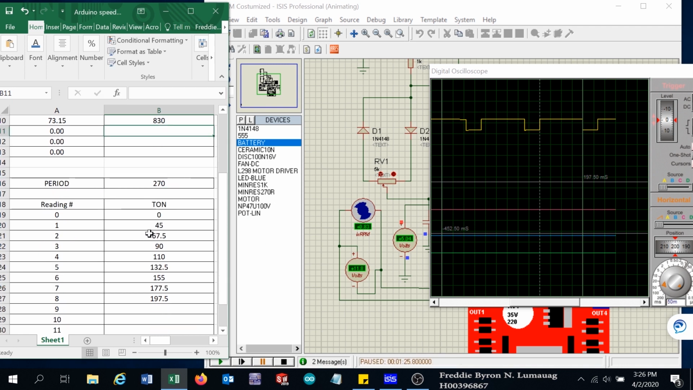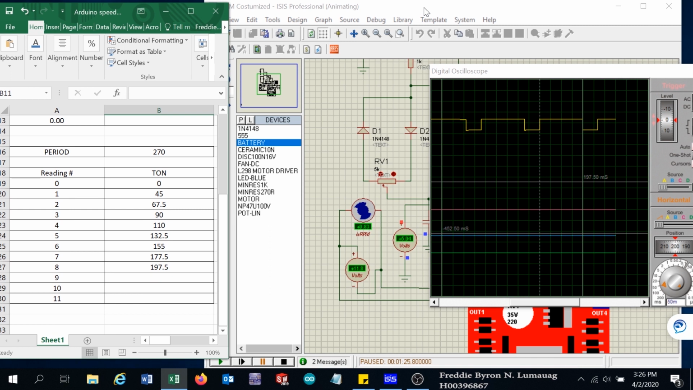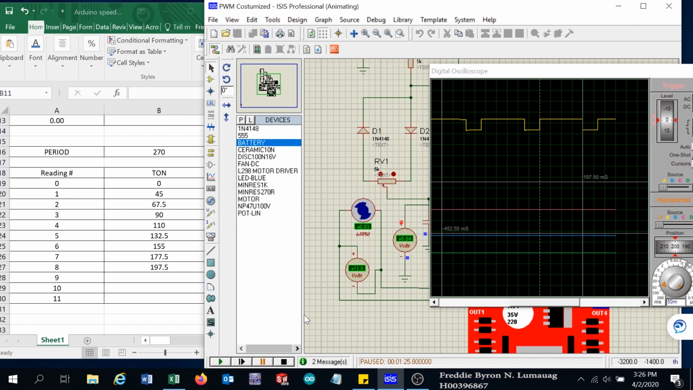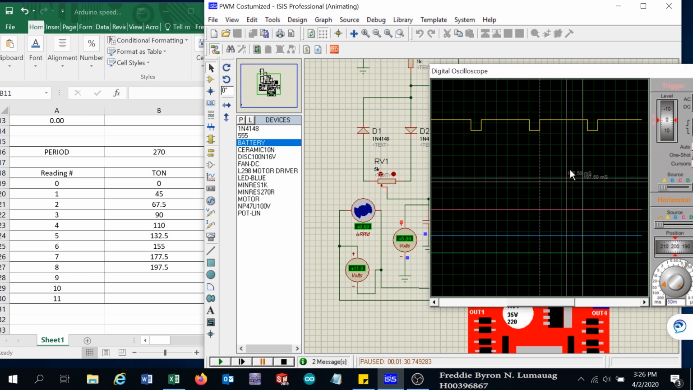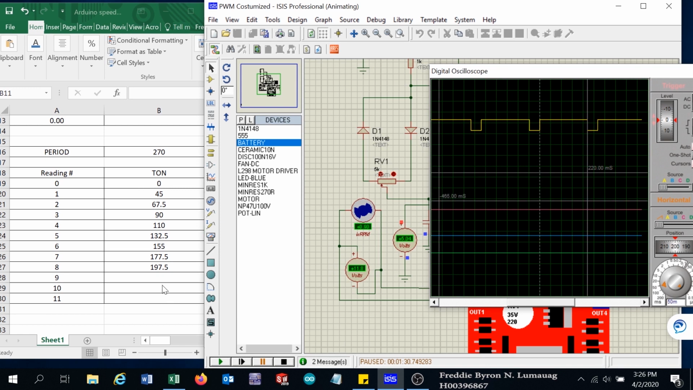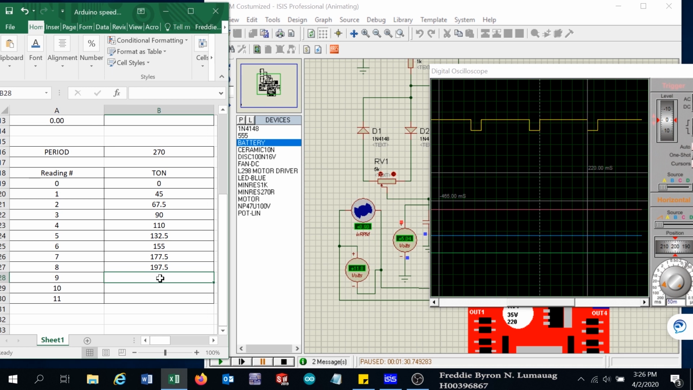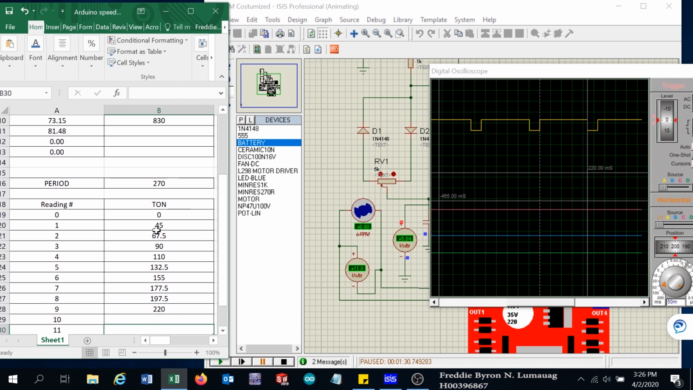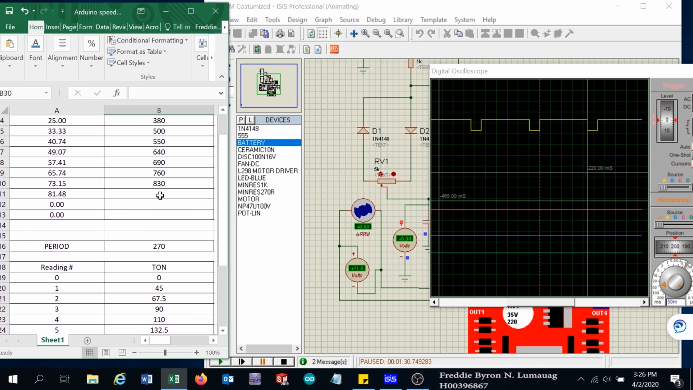Now the ninth reading. Click pause, and we'll clear the cursor. That is 220 milliseconds, and the speed is 900.